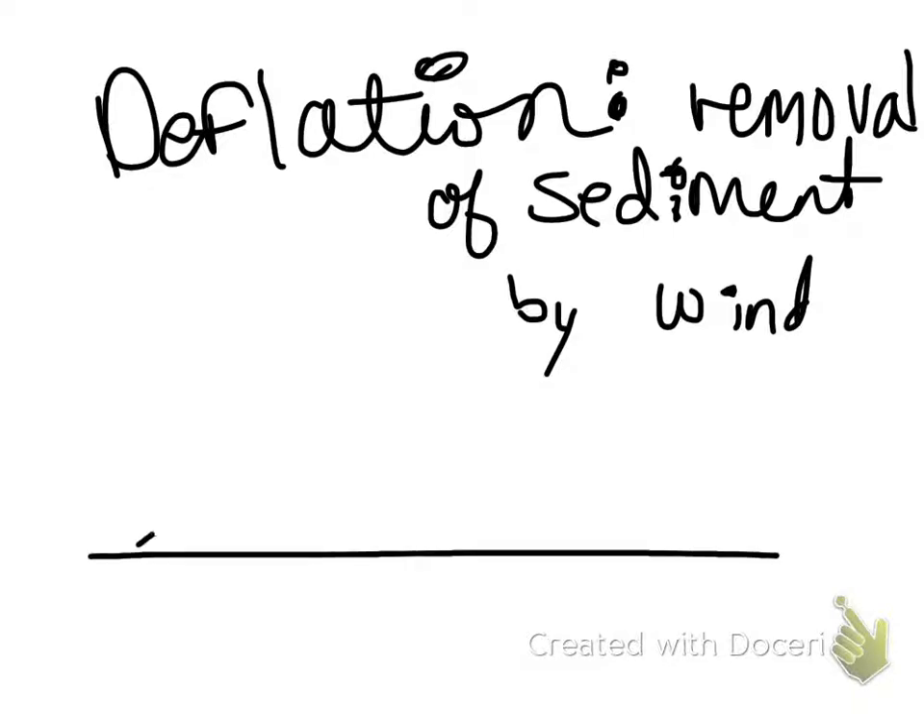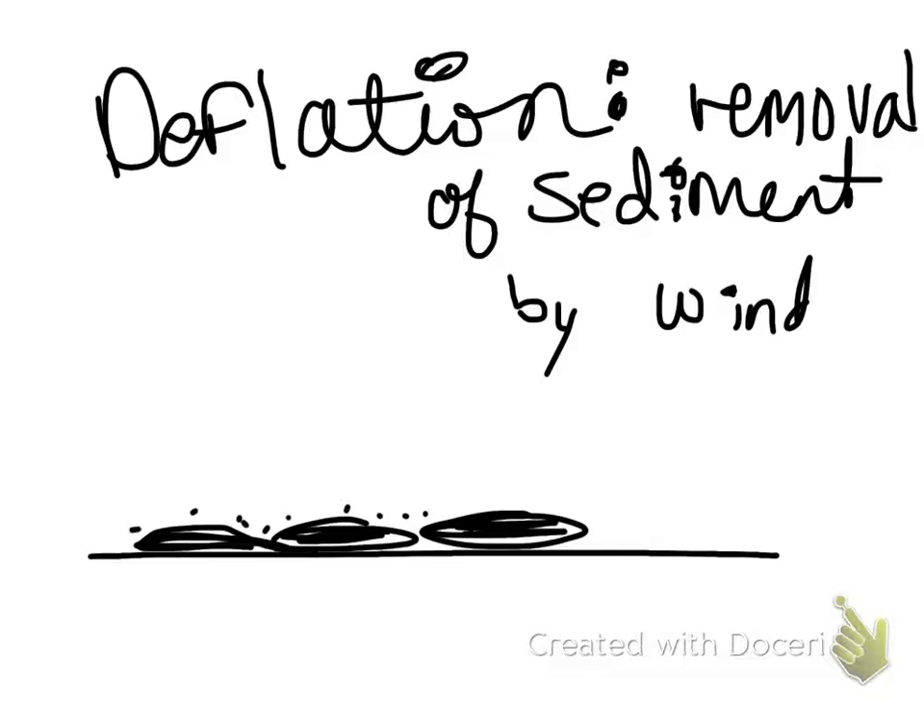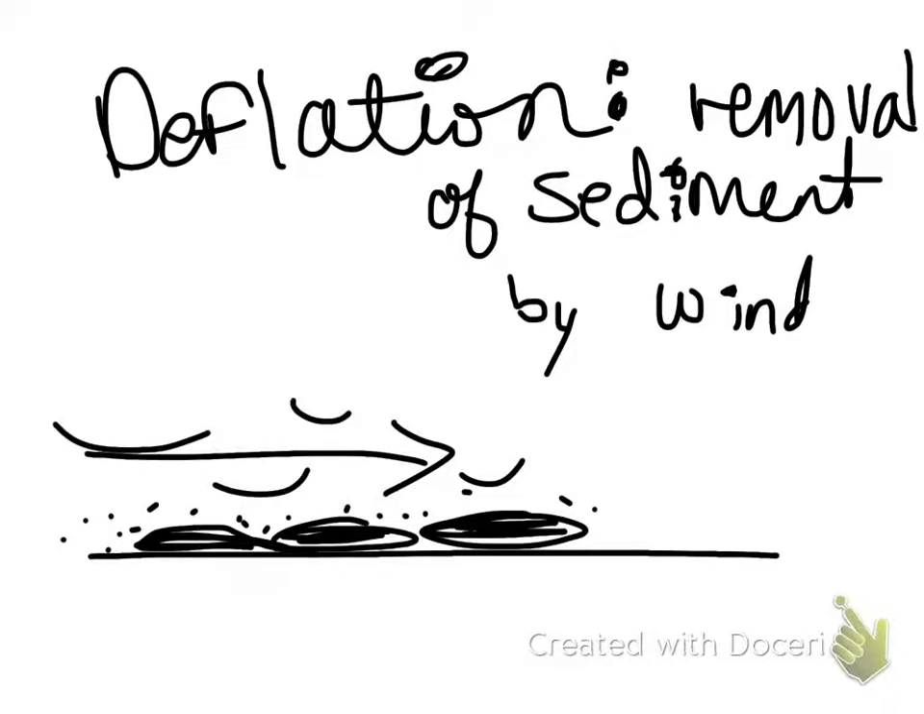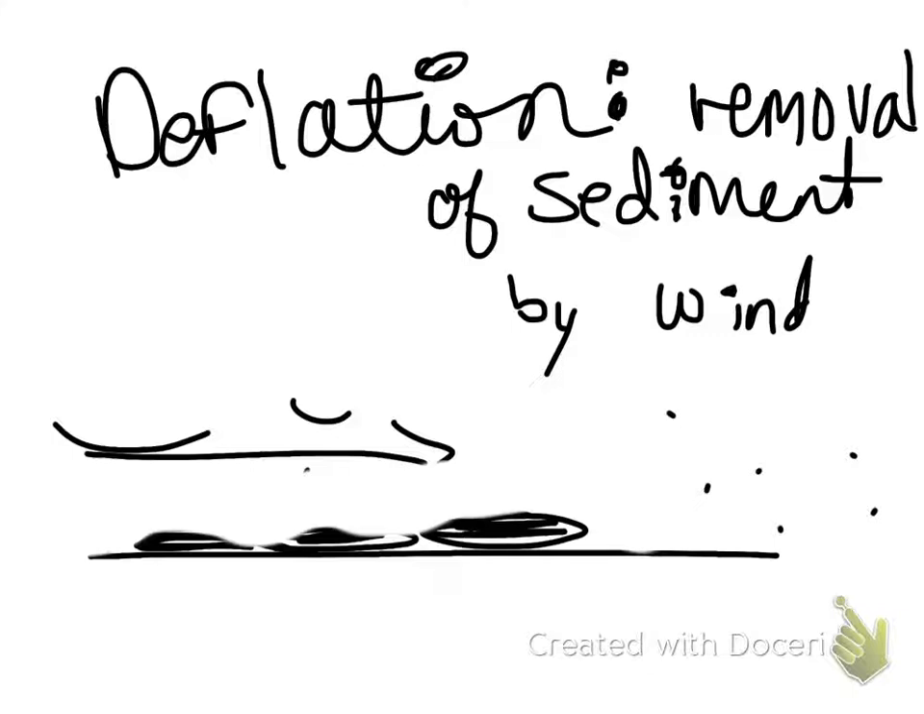So again, if we have our ground here, I have a large rock, and say there were small pieces in between and around before. With deflation, when the wind comes, it's going to carry all that sediment away. So all these small pieces are going to be gone, and I'm just going to be left with the big pieces. That's called desert pavement.